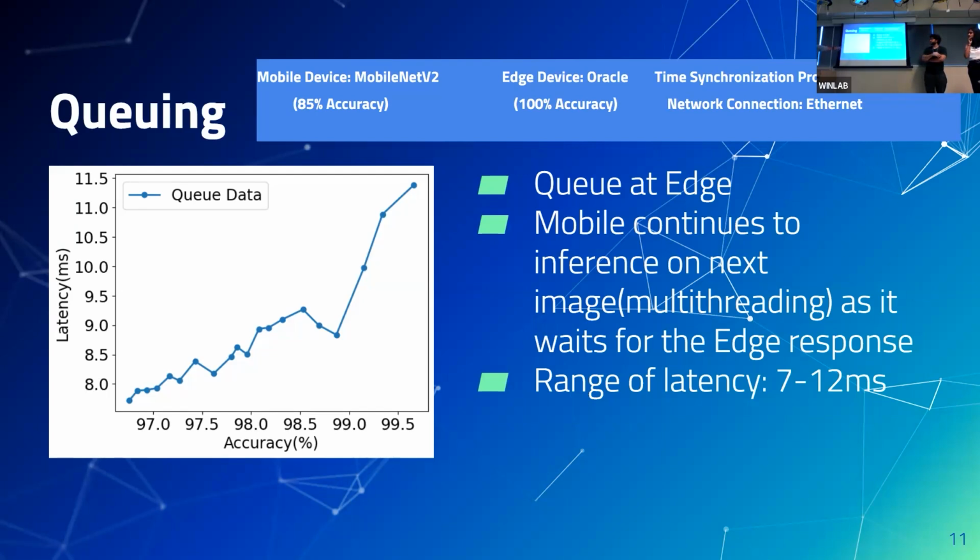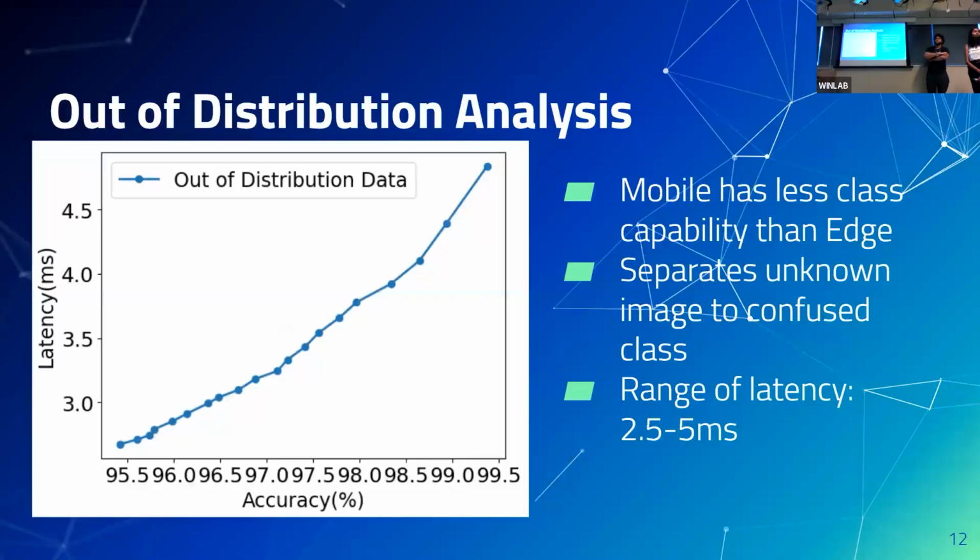And the graph doesn't look exactly the same as the baseline experiment, since the queue would depend on the image classification from the edge. So our third experiment is out of distribution.